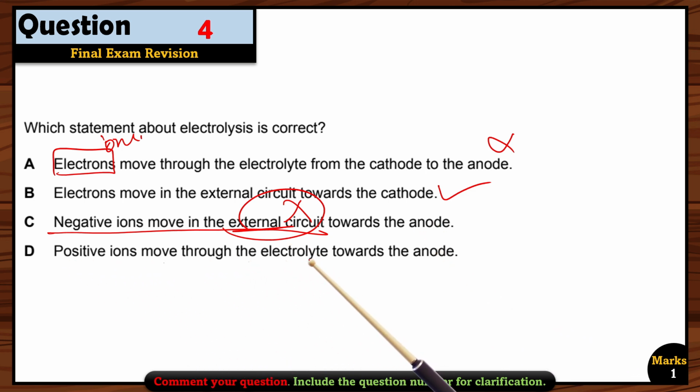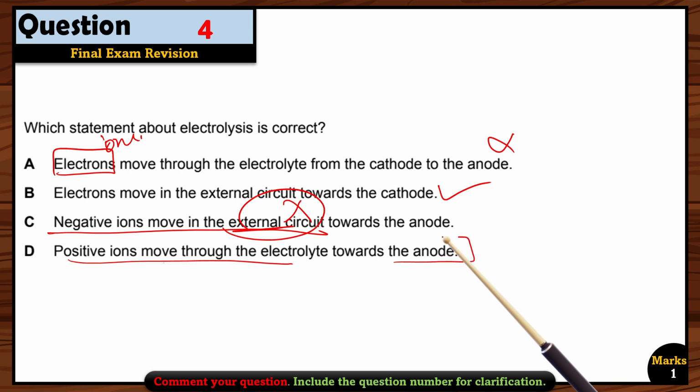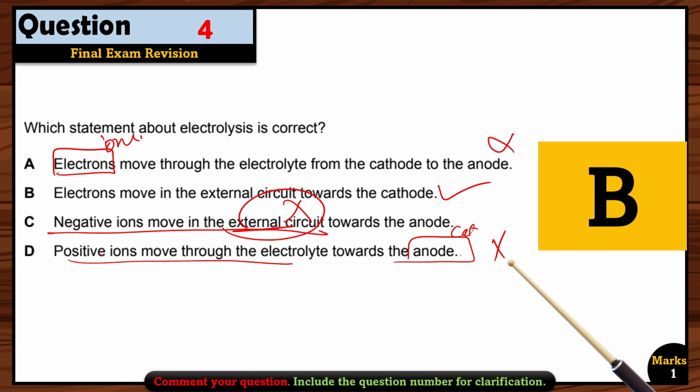Positive ions move through the electrolyte towards the anode. Again, wrong. Positive ions should move toward the cathode. So this option is also wrong. So we are only left with option B. Option B is the right option.